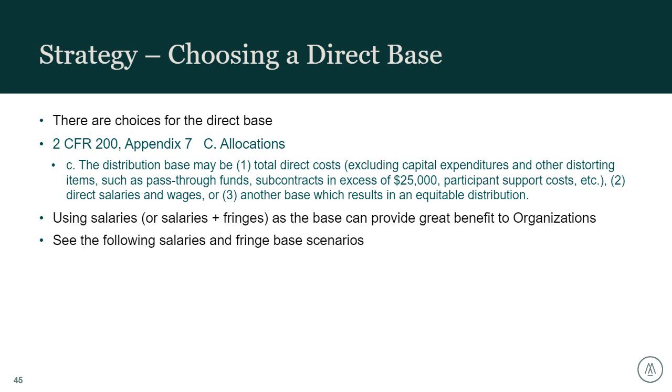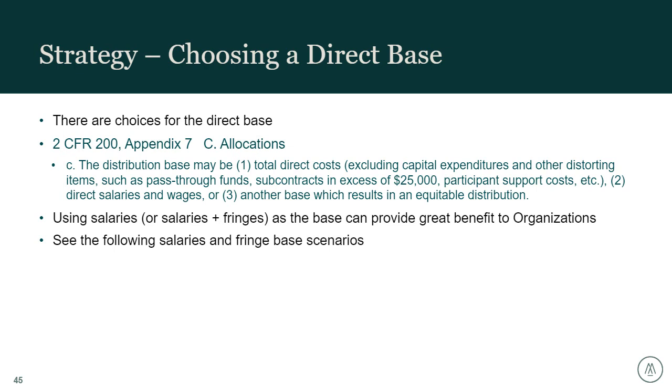The distribution might be using the total direct cost, excluding capital expenditure and other distorting items such as pass-through funds, subcontracts in excess of $25,000, participant support costs, etc. The second option is direct salaries and wages, or salaries, wages, and fringe benefits. And the third option would be another base, which results in an equitable distribution.